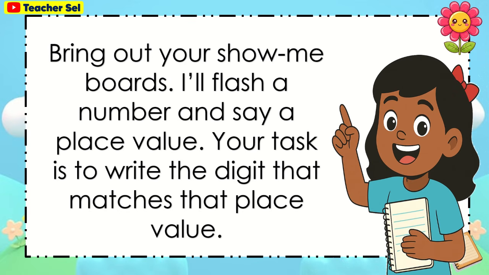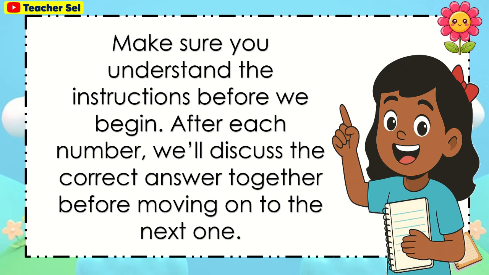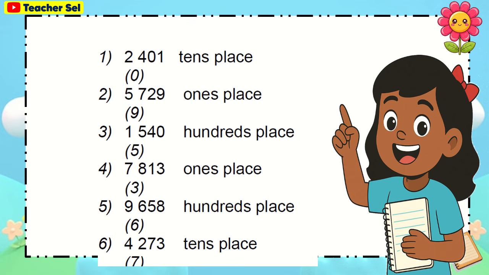Bring out your show me boards. I'll flash a number and say a place value. Your task is to write the digit that matches that place value. Make sure you understand the instructions before we begin. After each number, we'll discuss the correct answer together before moving on to the next one. Here are the examples.